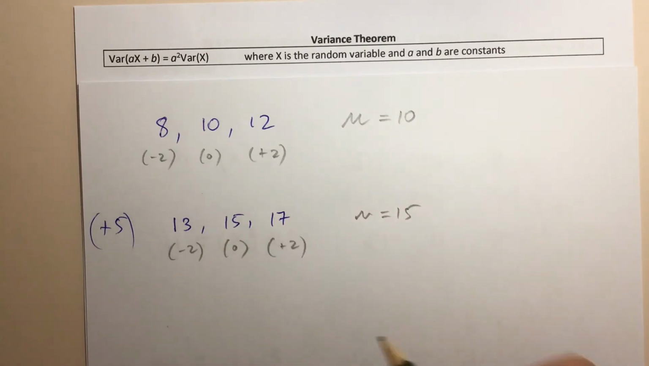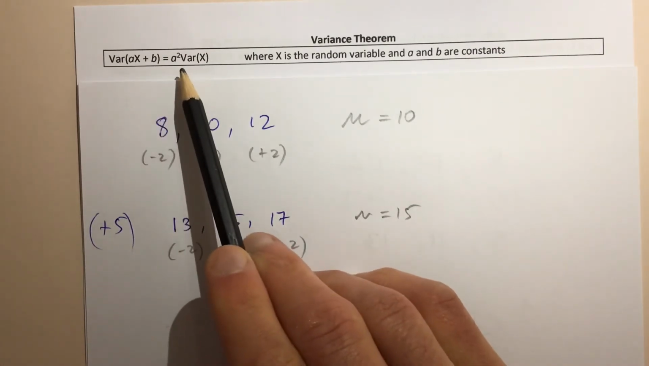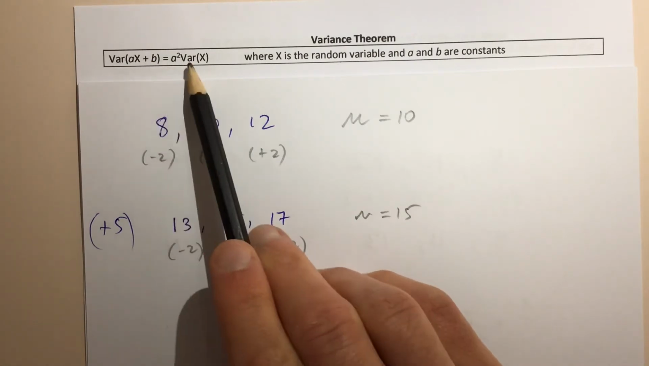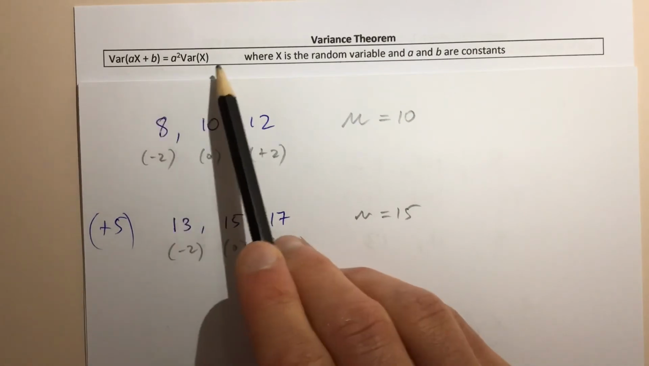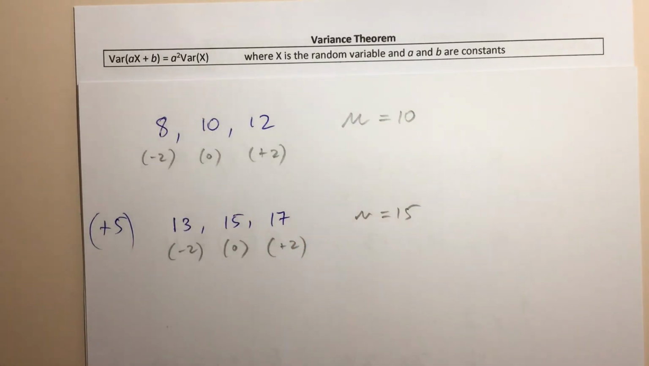So that's why when we look at this theorem up the top here, even though there's that plus b at the end, that hasn't really been included on the right-hand side, because that plus b has had no bearing on the variance. It's not changed how spread out the values are, okay?